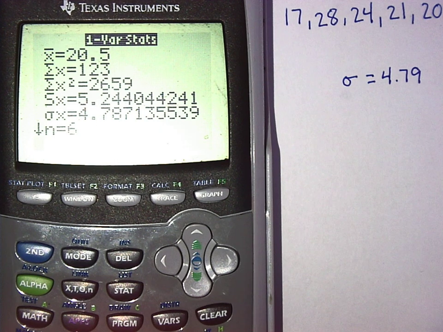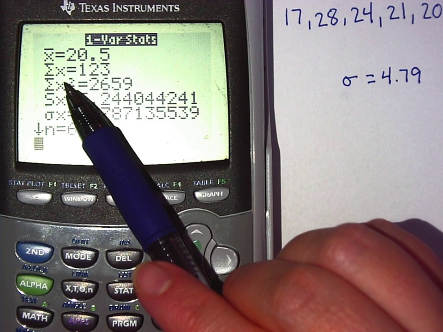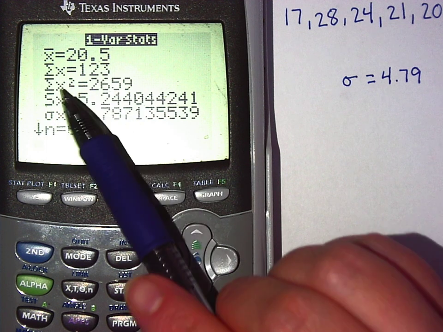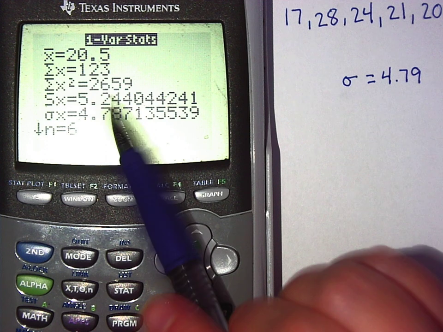What do you think this one means, when there's a sigma and an x? That's like the data added up. Yeah, it's the summation of all the data. This is the summation of all the data squared, which might come into play in a different thing.